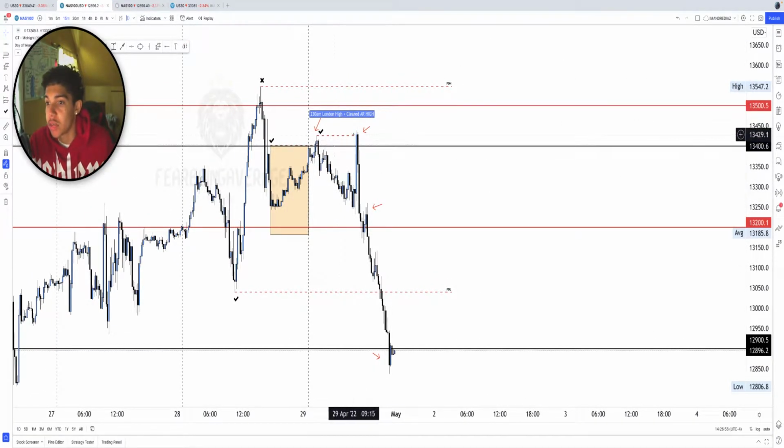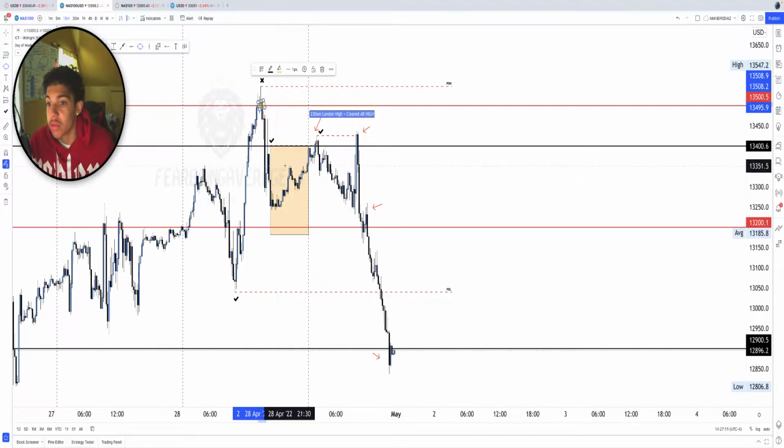Now back to what I was saying before. Why is this area important? So for one, this is the high of the day after price ran up and cleared this Asian session high and along with the London session high. And one thing I also want to do is we're going to keep this previous day's high into consideration. Why am I going to do that?